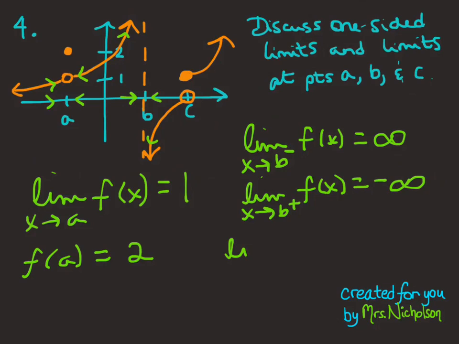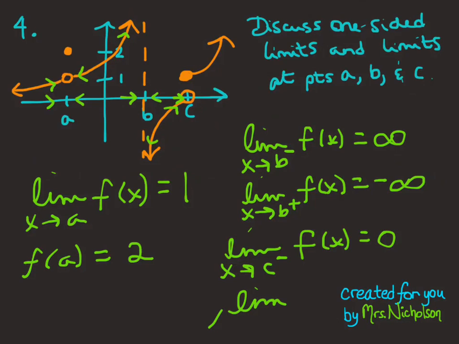And finally at C, the limit as x approaches C from the left. If I'm approaching C from the left, the function is coming up, it's approaching 0. And the limit as x approaches C from the right of f of x. If I'm approaching C from the right, my function is up here approaching 1.